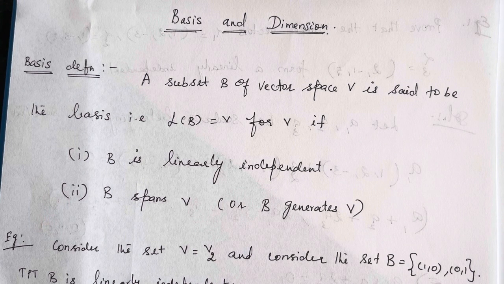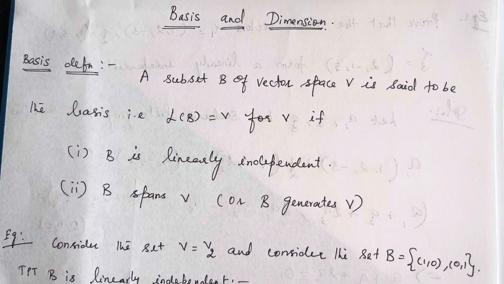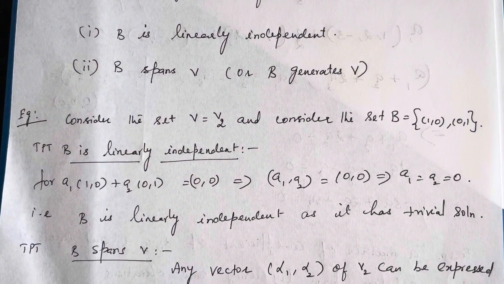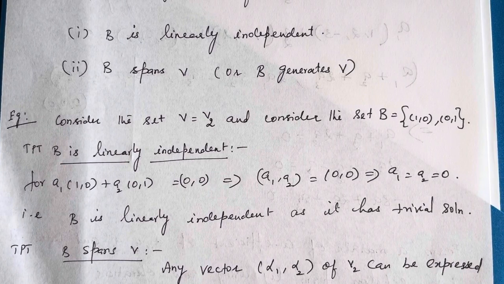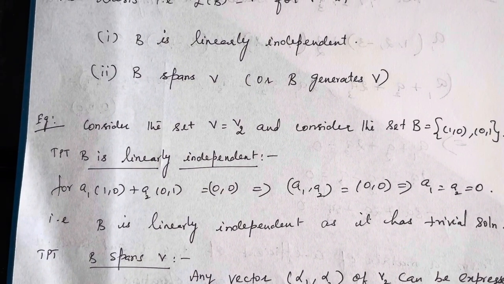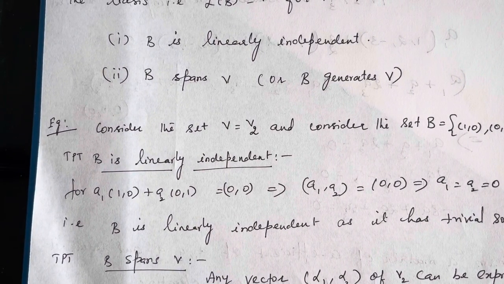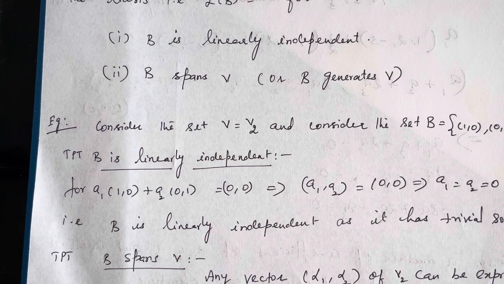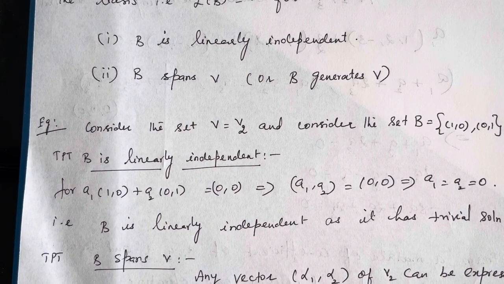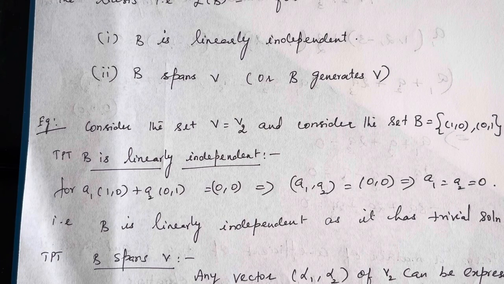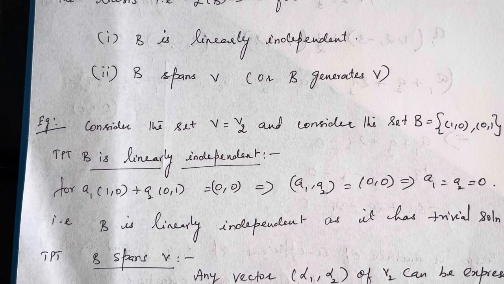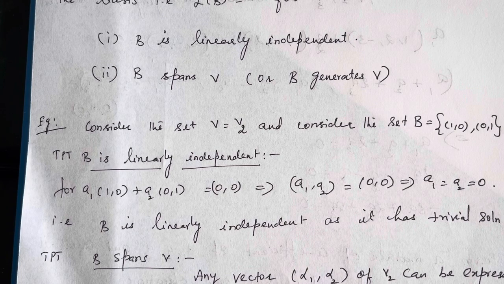Let us get into the example. Consider the set V equal to V2 and consider the subset B equal to {(1, 0), (0, 1)}. Now we need to show that B is linearly independent. For B linearly independent, a1(1, 0) plus a2(0, 1) equals (0, 0). That is the equation we know. Then that is equal to (a1, a2) equals (0, 0), so a1 equals 0 and a2 equals 0. That means it has a trivial solution and hence B is linearly independent.